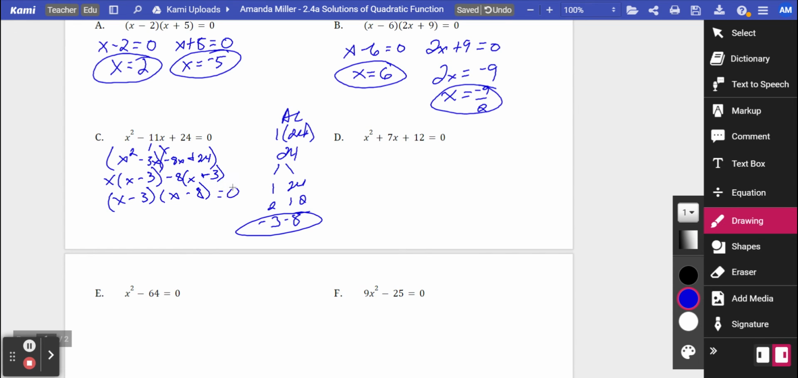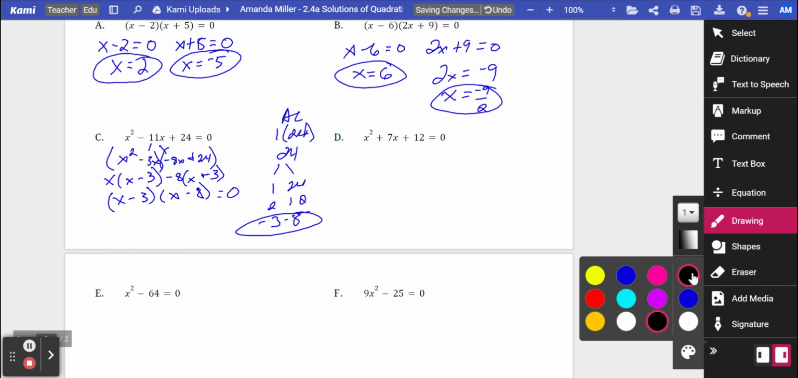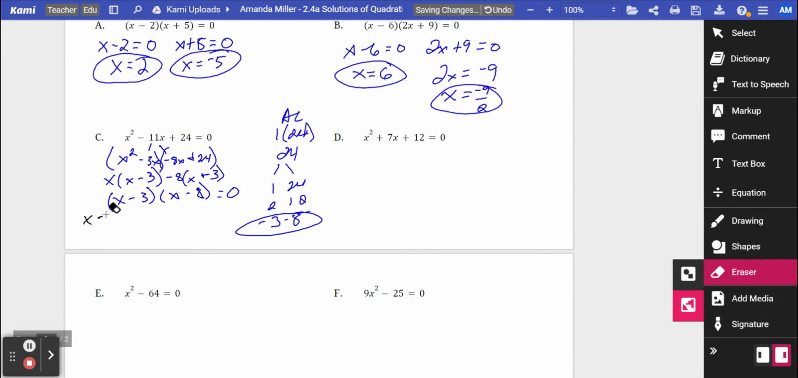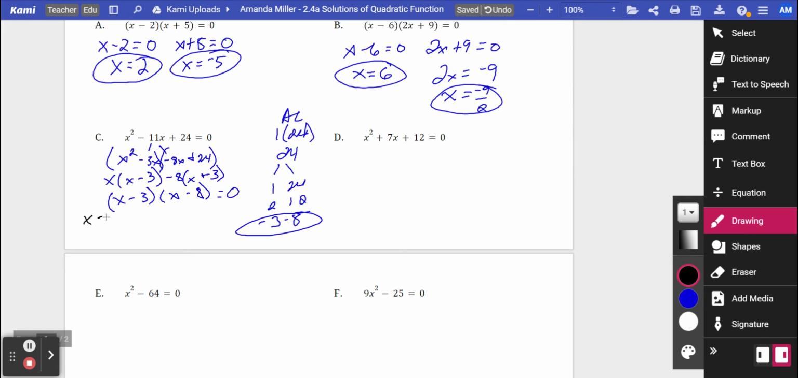Okay, so now that I've factored, I have to set both pieces equal to 0. Ooh, that did not transfer well. Let me erase that. There we go. And solve for x. So I'm adding 3 here. X equals 3. Here I would add 8. Those are my two solutions.